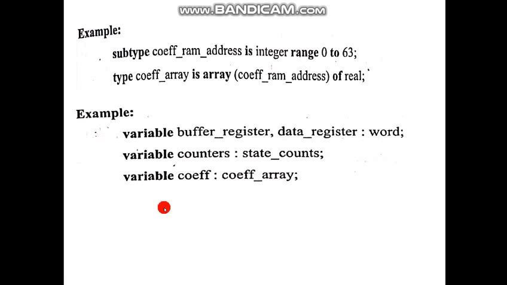Now another example is variable buffer_register, data_register: word; variable counter: state_counts; variable coefficients: coefficient_array. In this example, each of these objects consists of a collection of elements described by the corresponding type declaration. An individual element can be used in an expression or as a target of an assignment by referring to the array object and supplying the index value. For example, coefficients(0) is 0.0.